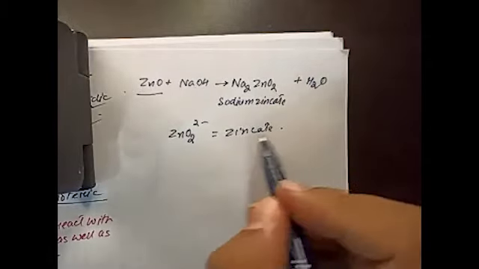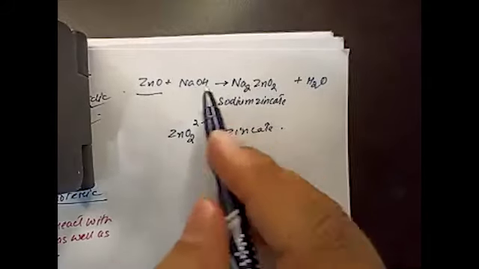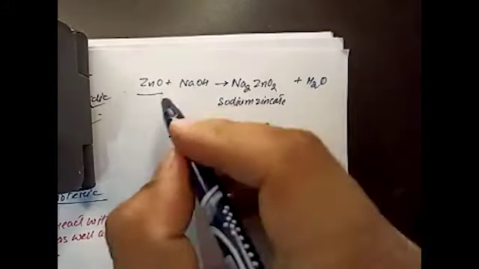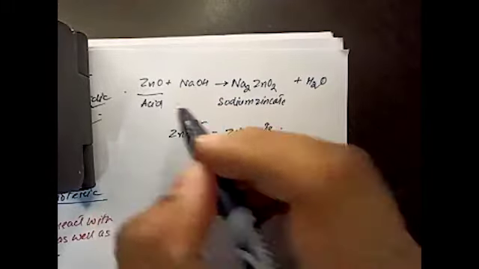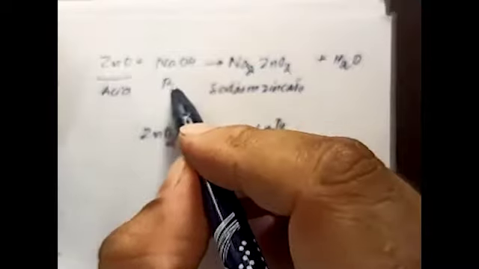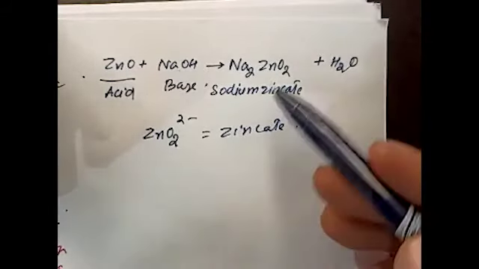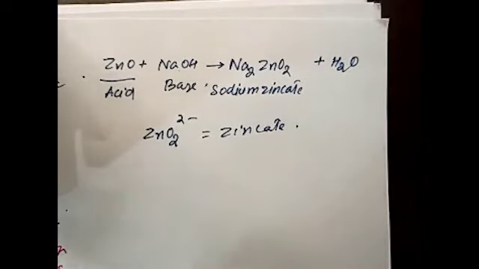So it is zincate, and sodium zincate plus water. This is where your zinc oxide is behaving like an acid, and your sodium hydroxide is, as usual, a base. Acid plus base gives you sodium zincate plus water. This is one of the examples.